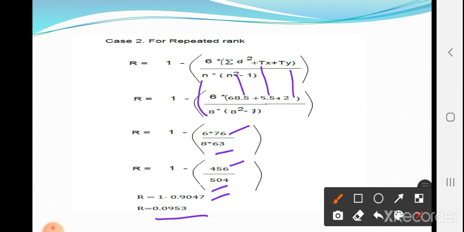So this is the concept of Spearman's rank correlation coefficient. Spearman's rank correlation coefficient is used when your data is in qualitative form.